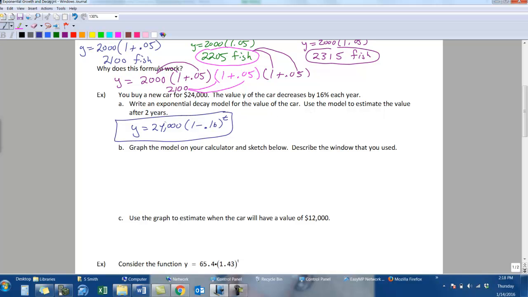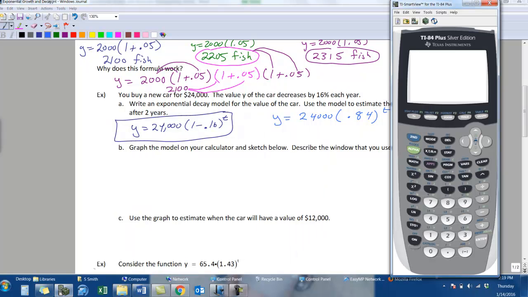Then the second part of this is asking for what is the value after 2 years. So after 2 years, that's where we plug in 2 for t. So this would be 24,000 times, you could put in 1 minus 0.16 or 0.84, that's the decay factor, to the t, and you put that into your calculator, and long story short, you should come up with, I believe, $16,934.40 in 2 short years. That's a bummer, right?